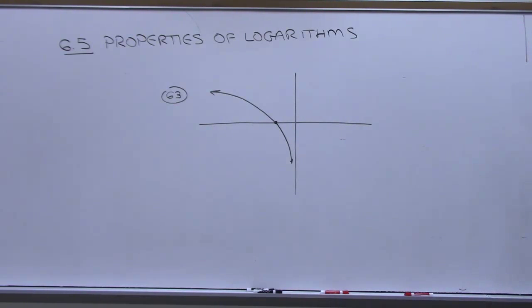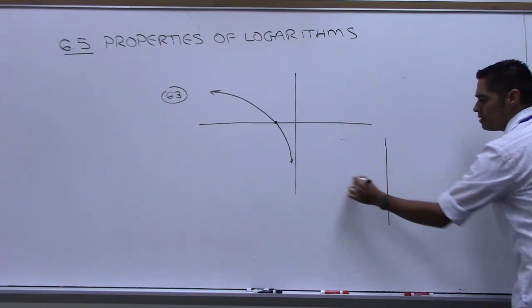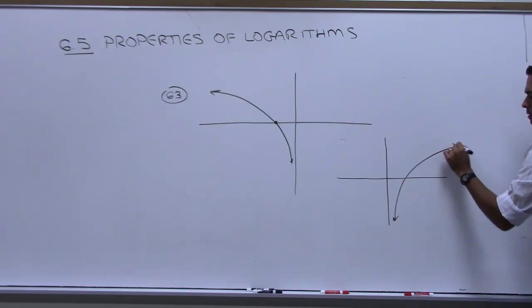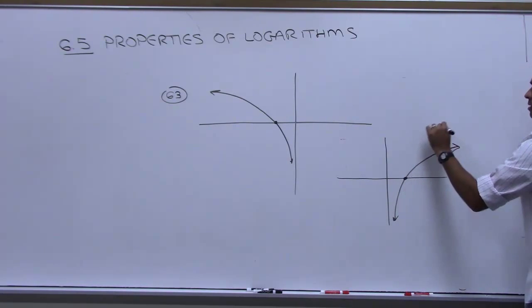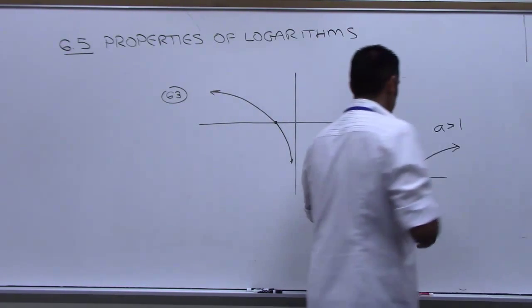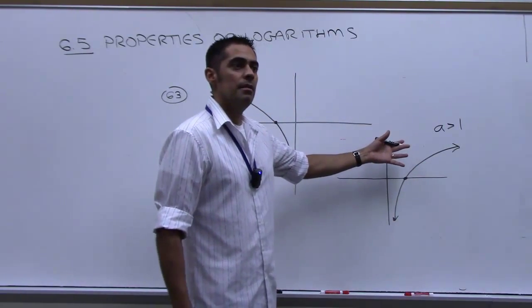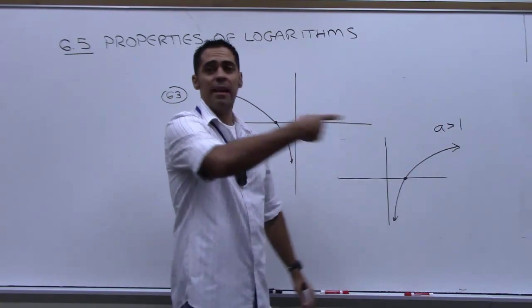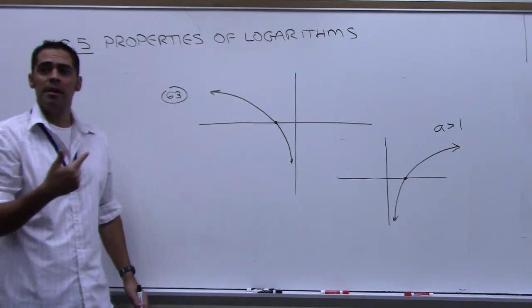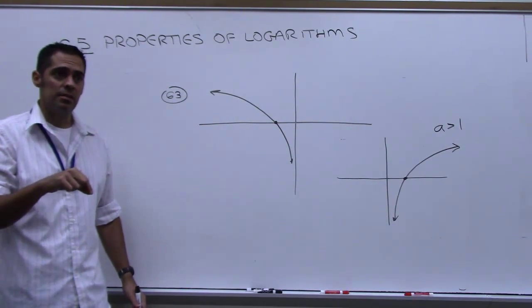All right, so what do we know? We know that all log functions usually start off like this, right? That's what a log function looks like if the base is bigger than 1. When we flip it across the x-axis, we just put a negative in front. When we flip it across the y-axis, we put a negative in front of the x.